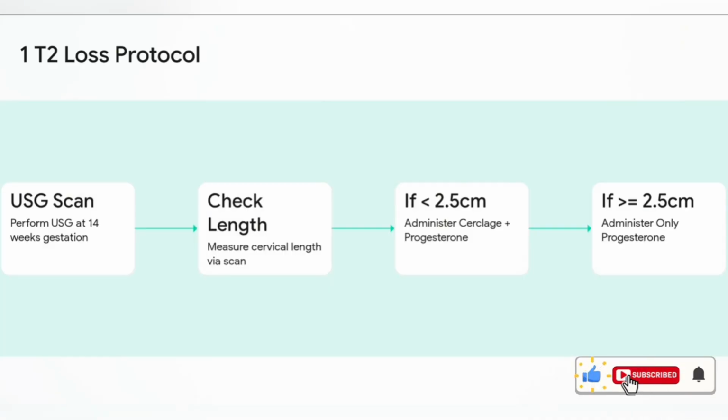But what if she only has a history of 1 T2 painless abortion, or a history of early preterm labor? This flowchart is pure gold for your exams. Step 1. You must do an ultrasound at exactly 14 weeks of gestation. Step 2. Check that cervical length. Step 3. If the length is less than 2.5 centimeters, she gets the cerclage plus progesterone. Step 4. If the length is 2.5 centimeters or more, she gets only progesterone. Sumjay, the entire decision hinges on that 14-week scan.